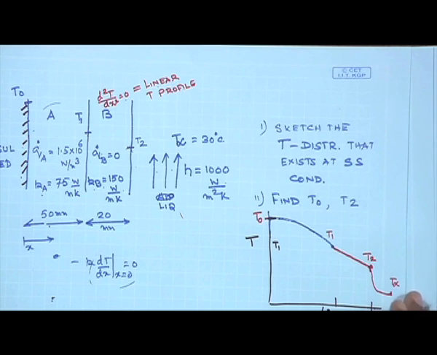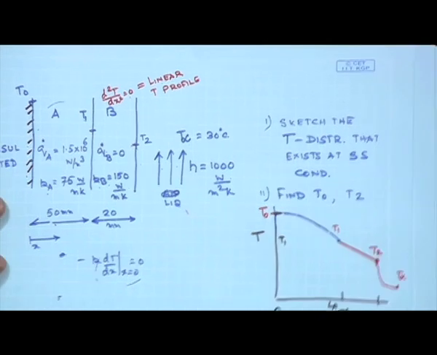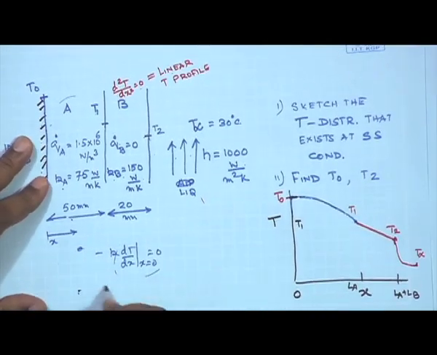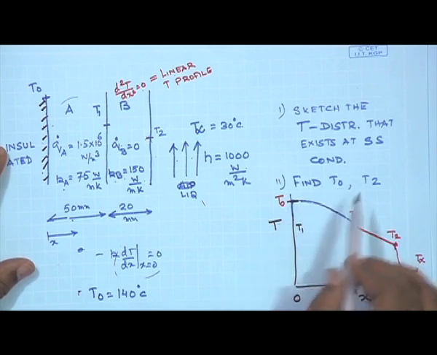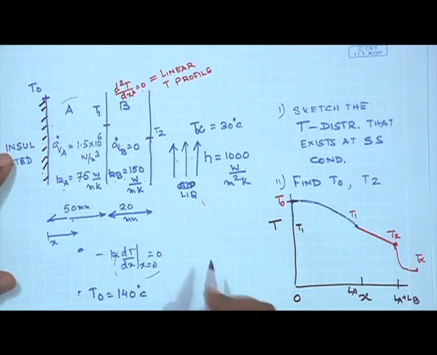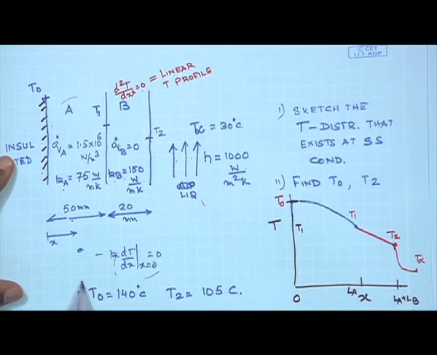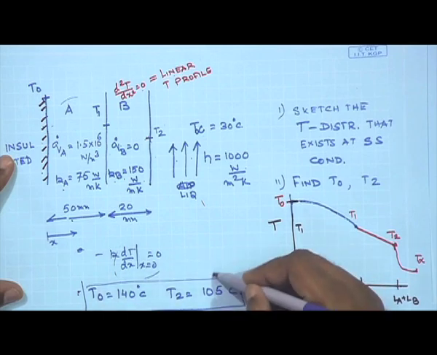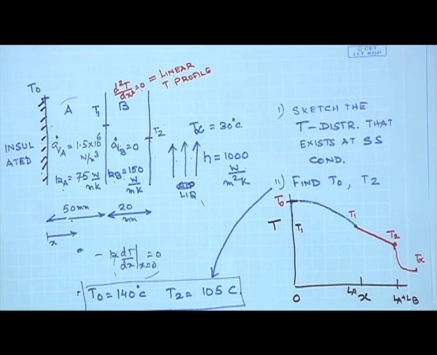So I will provide you with the values which you can check on your own. The value of T0 you should find to be equal to 140 degrees centigrade, and T2 would be equal to 105 centigrade. So these are the answers to part 2 of the problem, which you can do on your own. In the next part, I will quickly draw the figure, but continue this in the next class.